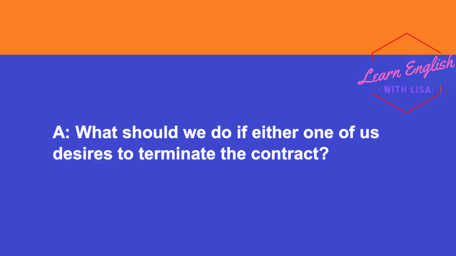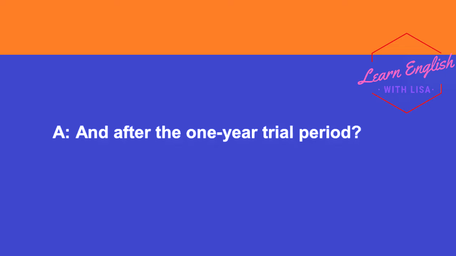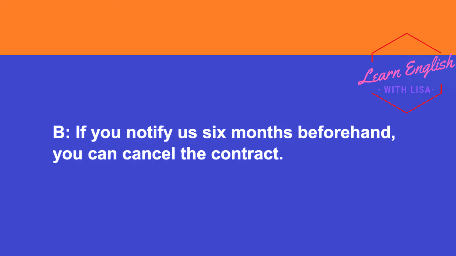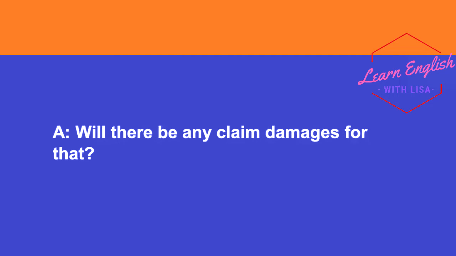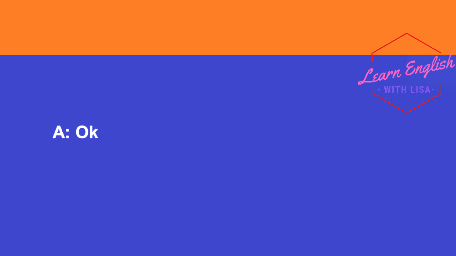Dialog 1. What should we do if either one of us desires to terminate the contract? During the 1-year trial period, the contract can be terminated with only 1 month prior notice. And after the 1-year trial period? If you notify us 6 months beforehand, you can cancel the contract. Will there be any claim damages for that? Of course. Either party shall be liable for its breach of contract and indemnify for all losses thus incurred to the other party. Okay.